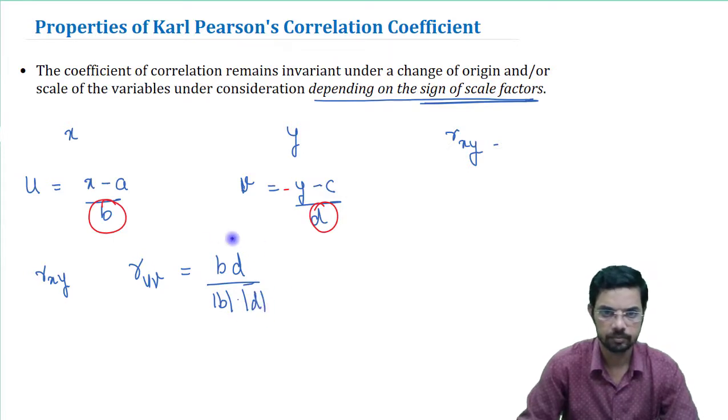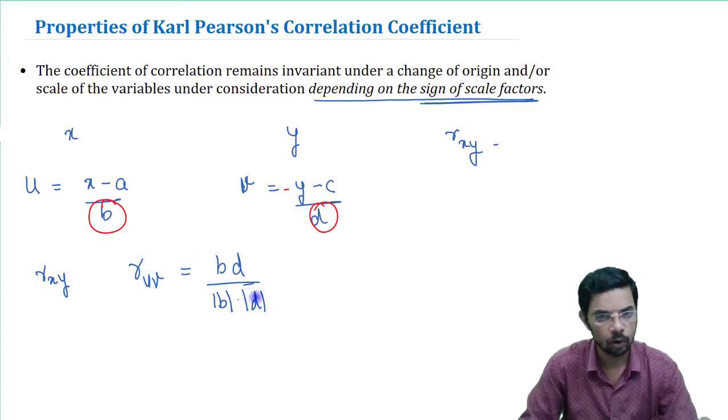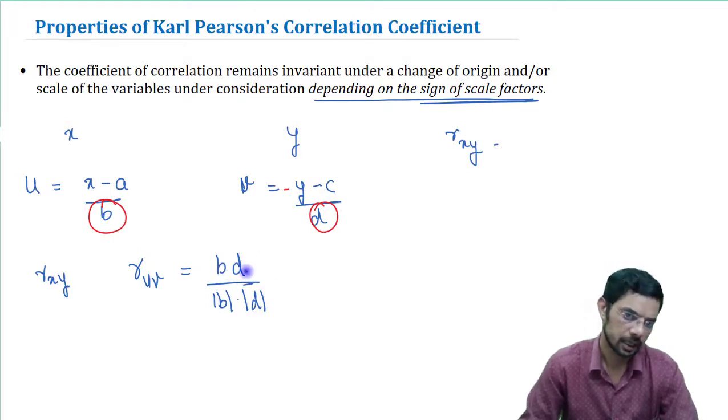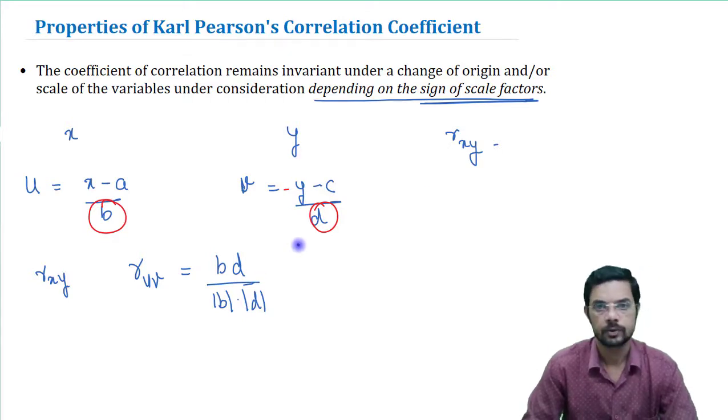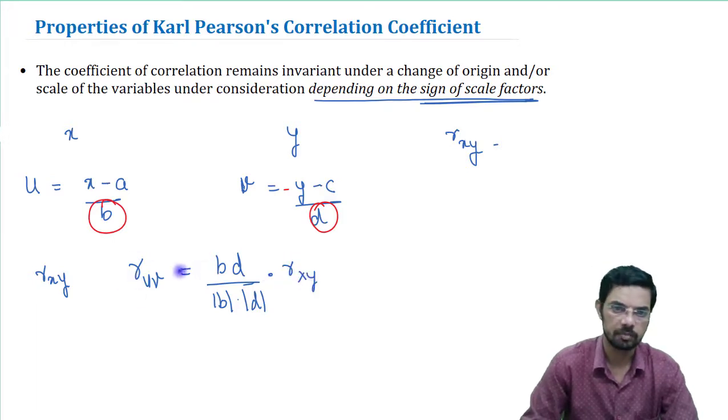The value of this particular quantity will be either plus 1 or minus 1, because b and b will get cancelled other than the sign of b. In the same way, d and d will get cancelled other than the sign of d. So now this times r of xy. r of uv will be equal to b into d divided by modulus of b into modulus of d, into r of xy, the correlation coefficient between x and y. This is a very important formula which you need to remember.